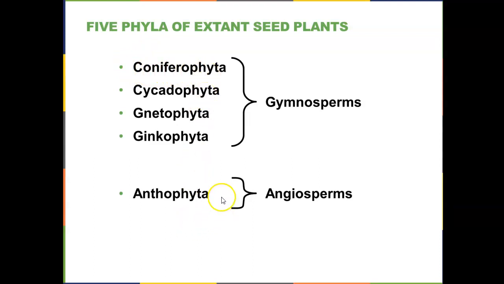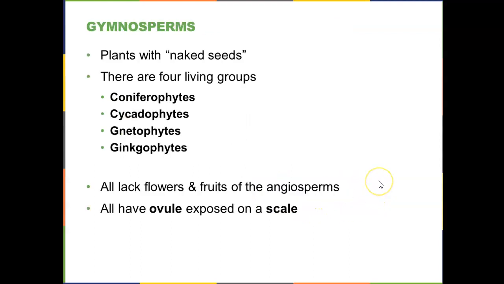And then, easy for y'all, there's only one group of angiosperms, the Anthophyta, which collectively includes all the angiosperms. There are divisions within here which are of interest as well, but the angiosperms are all of the flowering plants. All right.